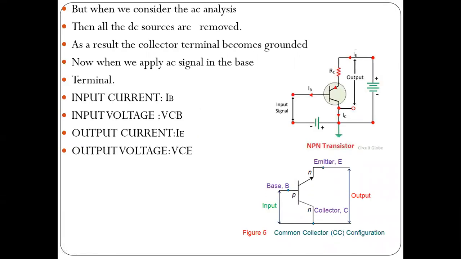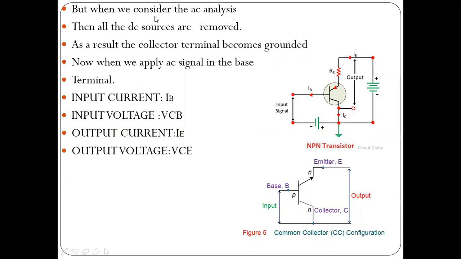So, in this common collector configuration, the collector terminal is always grounded, and we can identify the configuration of a BJT by identifying this ground. When it is common collector configuration, the collector terminal will be grounded, and when it is common emitter configuration, the emitter terminal will be grounded, and when it is common base configuration, the base terminal will be grounded.